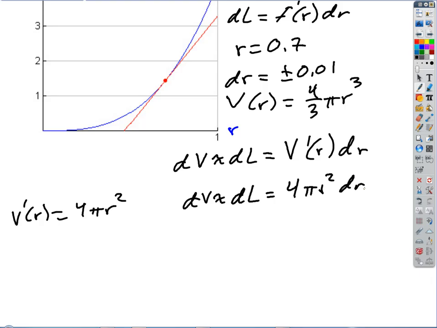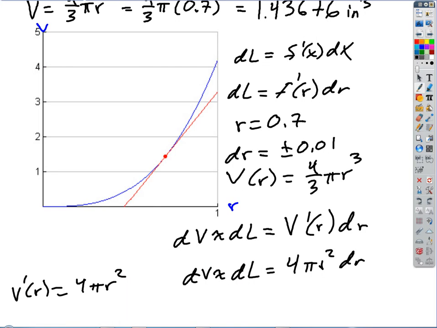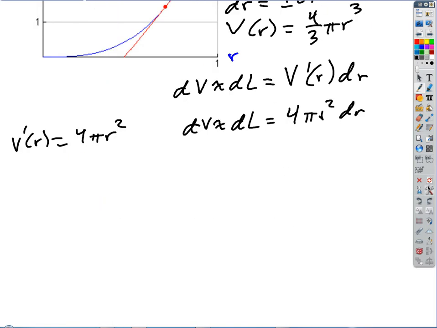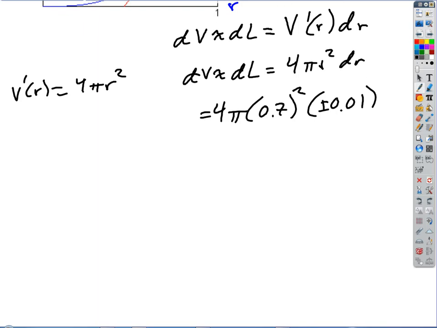Let's evaluate that at r equals 0.7 and dr equals plus or minus 0.01. Get our answer. We throw that in your calculator and tell me what you get. Let's just take it out to, how about 3 places? Did we get that equation with dv and dl? That squiggly equal sign just means approximately equal to, right? So the change in volume is going to be approximated by, right?